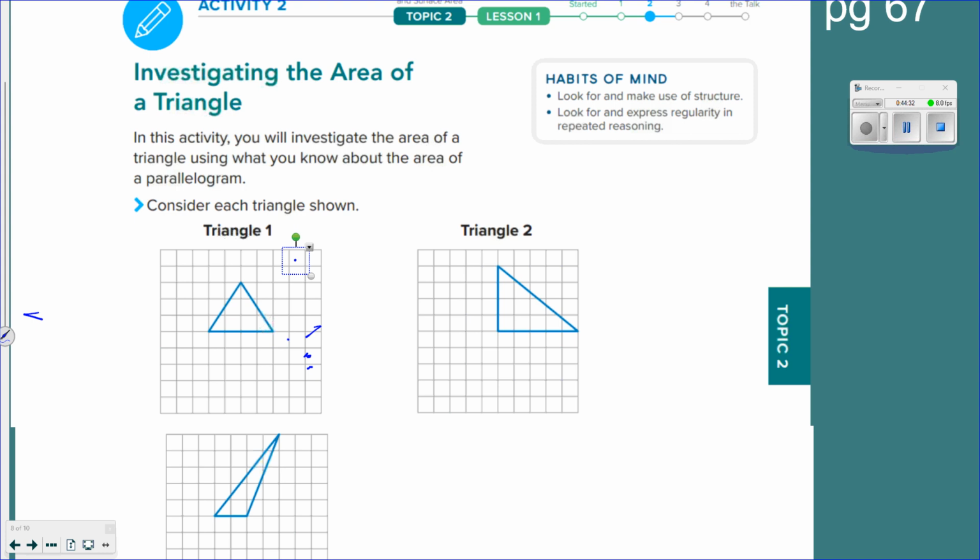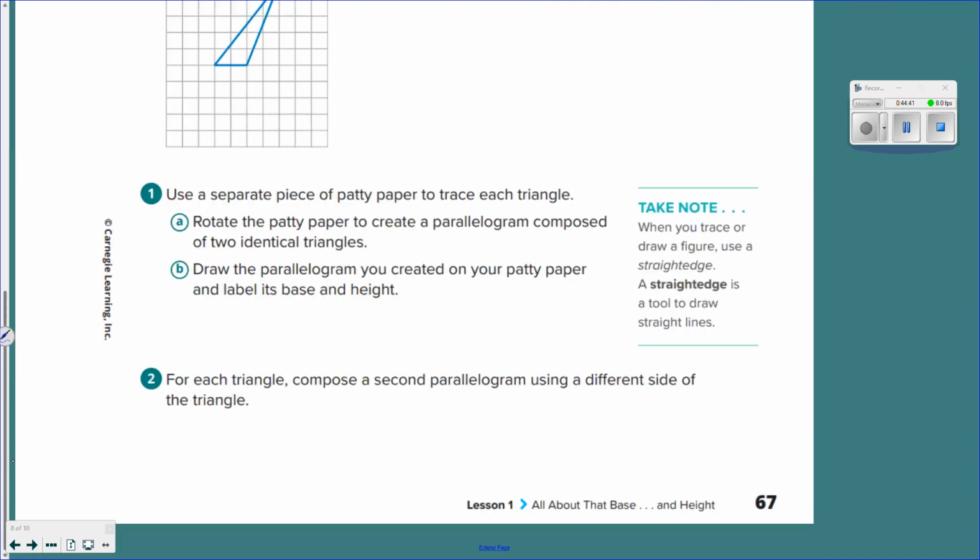Guys, talking. And label the base and the height once you have finished that. Okay? So draw the shape, flip it upside down, put the lines together and retrace. About 4 minutes.